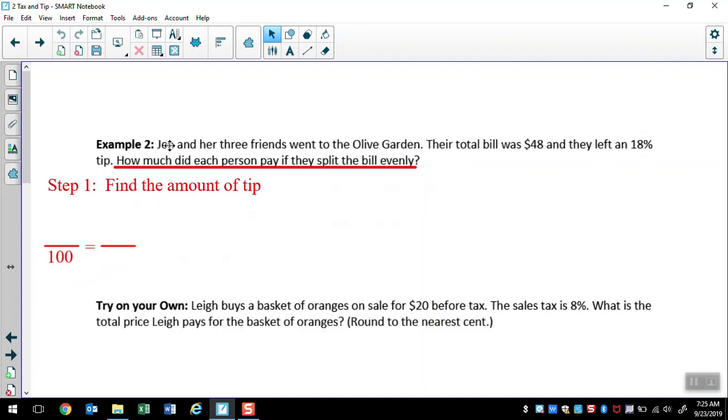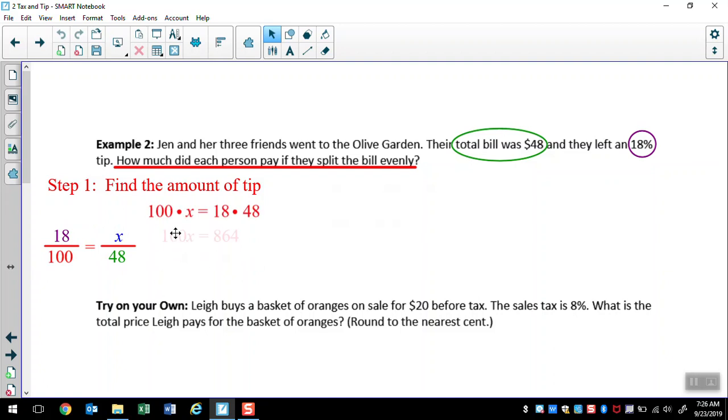So let's set it up. Their total bill was $48, and they left an 18% tip. So let's fill in what we know. We know that they left an 18% tip, and we know that their total bill was $48. So let's figure out how much tip they left. That's what we need to figure out. What was the actual tip? All right, so we're going to cross multiply: 100 times x, 18 times 48.